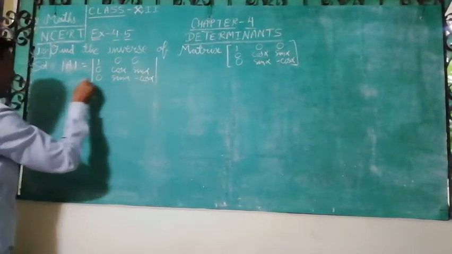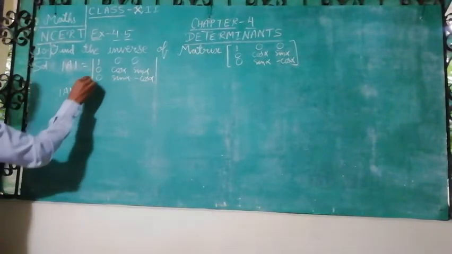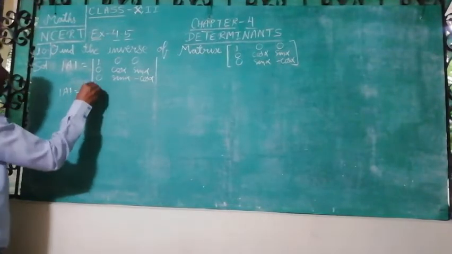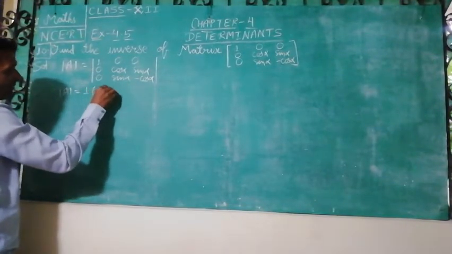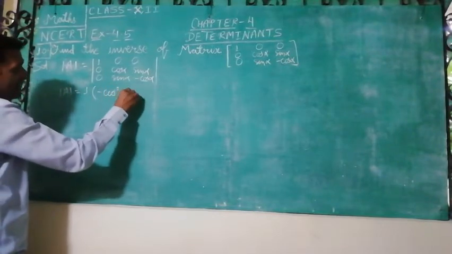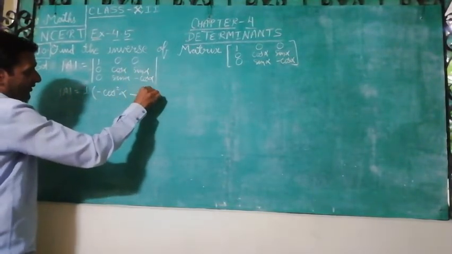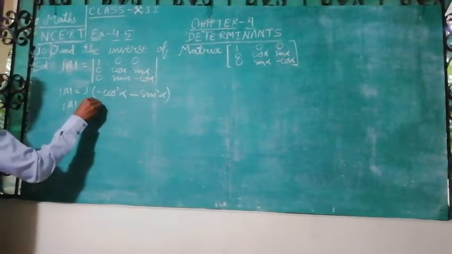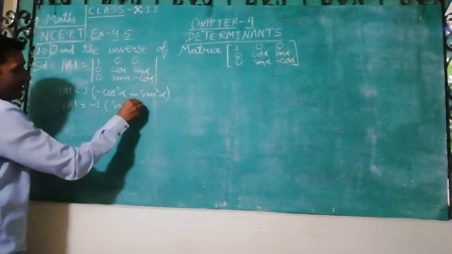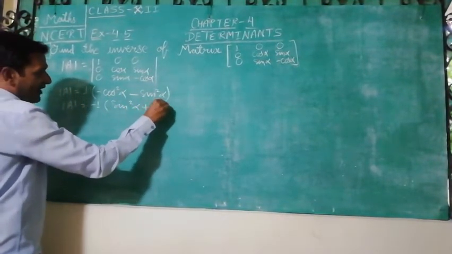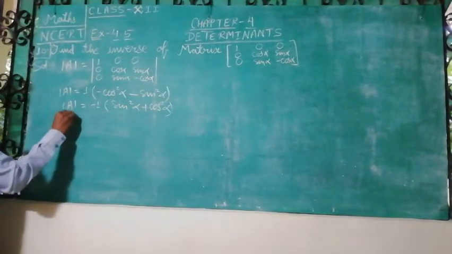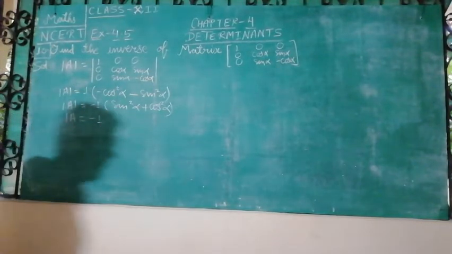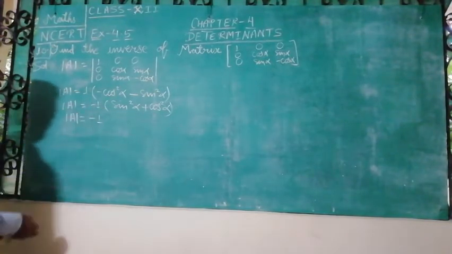If we find the determinant of this, it will be very simple because remaining elements are 0, so no need to solve them. So 1 into cos alpha into minus cos alpha means minus cos square alpha, and then minus sin alpha into sin alpha is sin square alpha. So minus sign we can take common. Determinant A is equal to minus 1 into sin square alpha plus cos square alpha. The value of sin square alpha plus cos square alpha is 1 only. So determinant A is equal to minus 1. Now determinant A we have got.